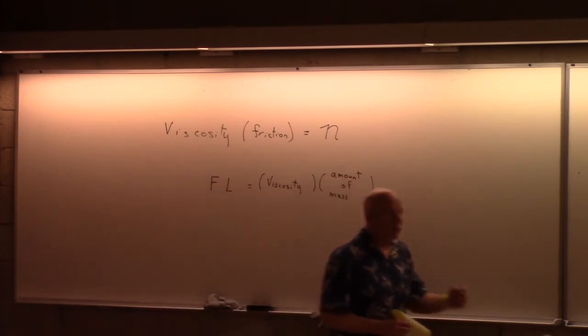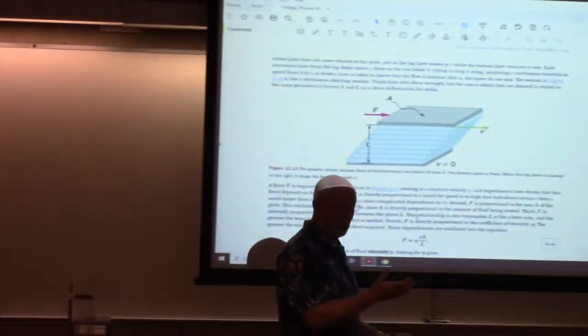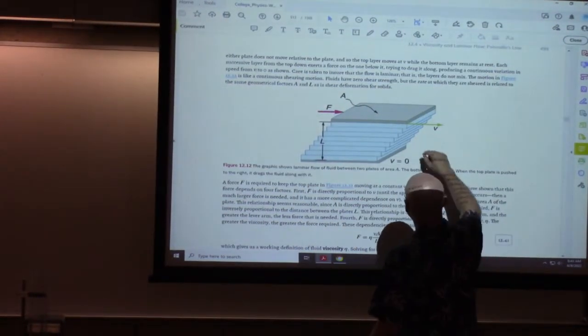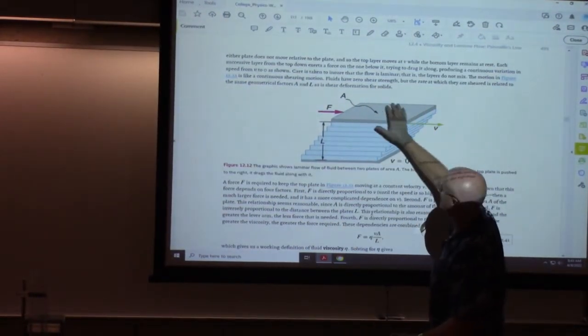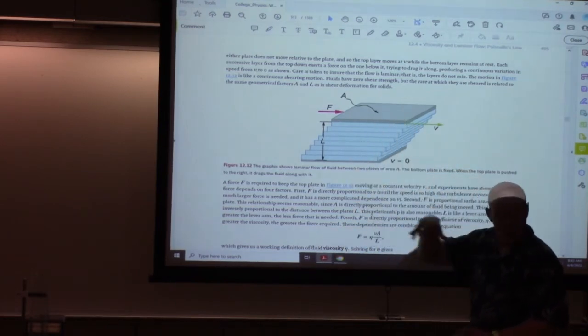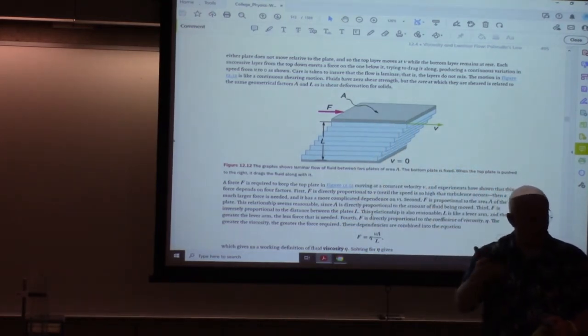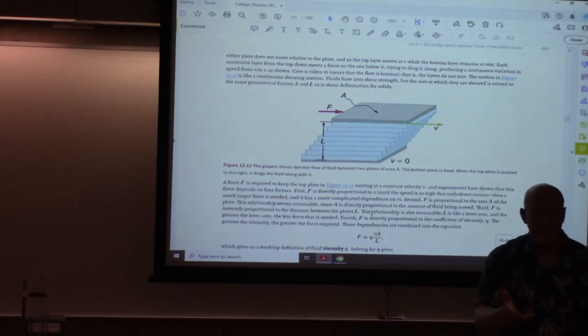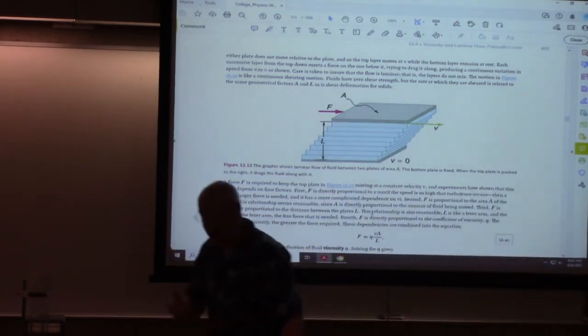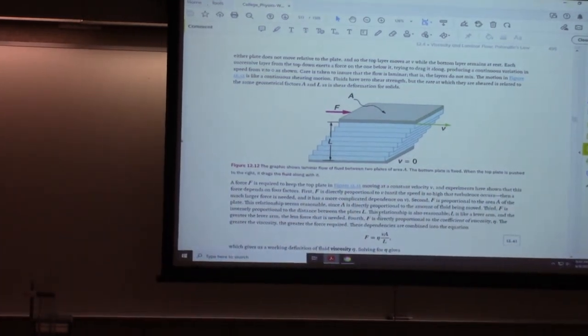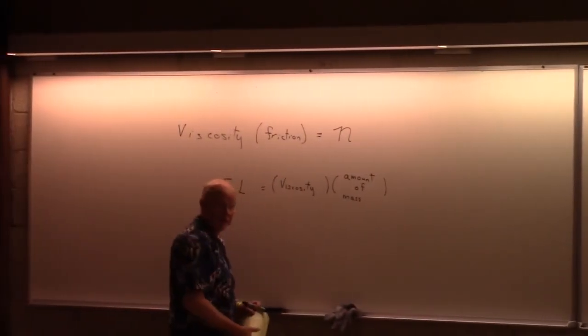In other words, I'm not really interested in how much flows, although I do want to say this. You could imagine that if this plate had a bigger surface area, as you pull it along, wouldn't you be pulling more mass, and wouldn't it be harder to move just because it has more mass? And so that factor, just that it has more mass, is going to be in here. I don't want it to be part of my viscosity.